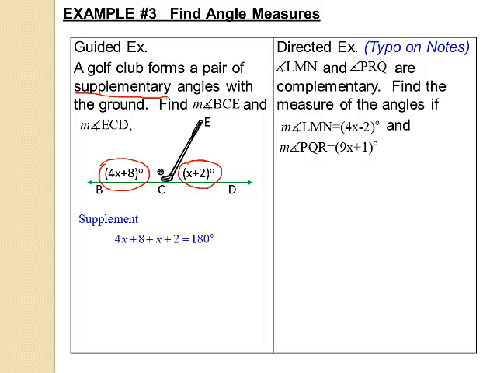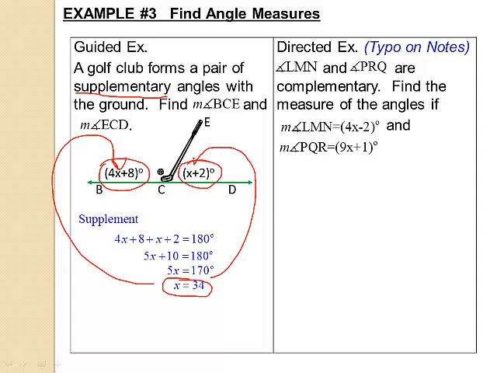So you set up the algebraic equation 4x plus 8 plus x plus 2 equals 180 degrees. Once you have this set up, you solve for x, and then you have to find angle BCE and angle ECD. So you have to take the value of x and plug it in for each value of x that you see in the problem. When we do that, we get 144 degrees and 36 degrees respectively.